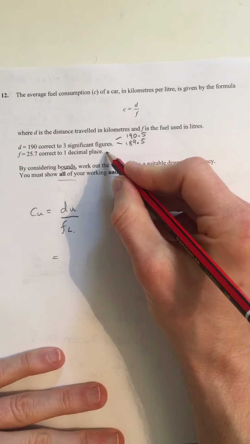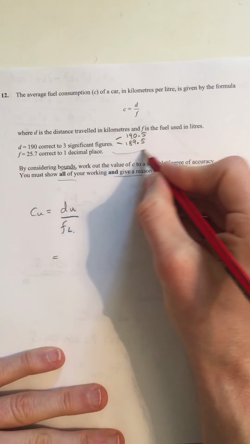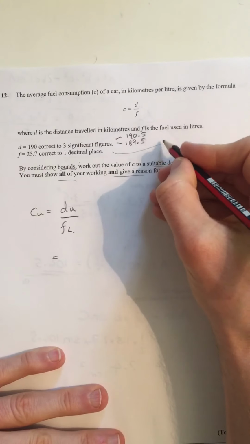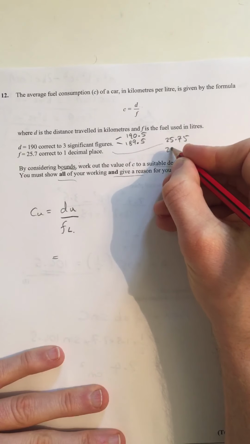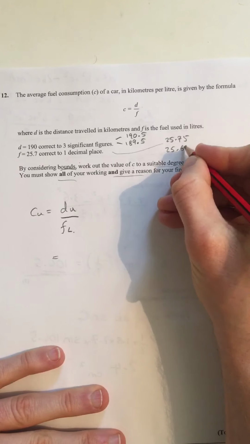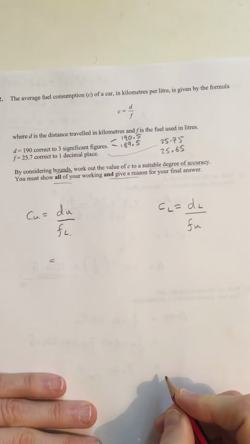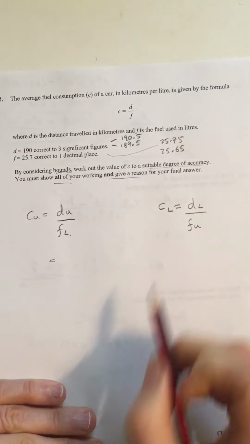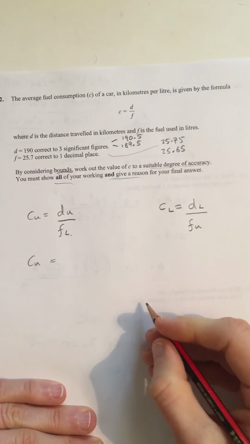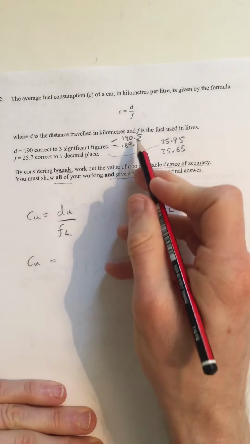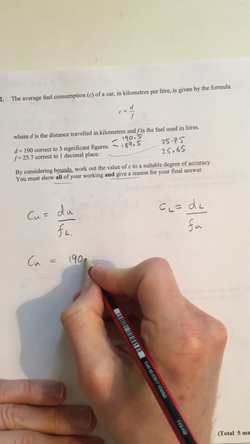For the fuel used, the upper bound would be 25.75 and the lower bound would be 25.65. So let's substitute these bounds into the formula to work out the upper bound for the fuel consumption. So upper bound of the distance is 190.5. Lower bound for the fuel used is 25.65.